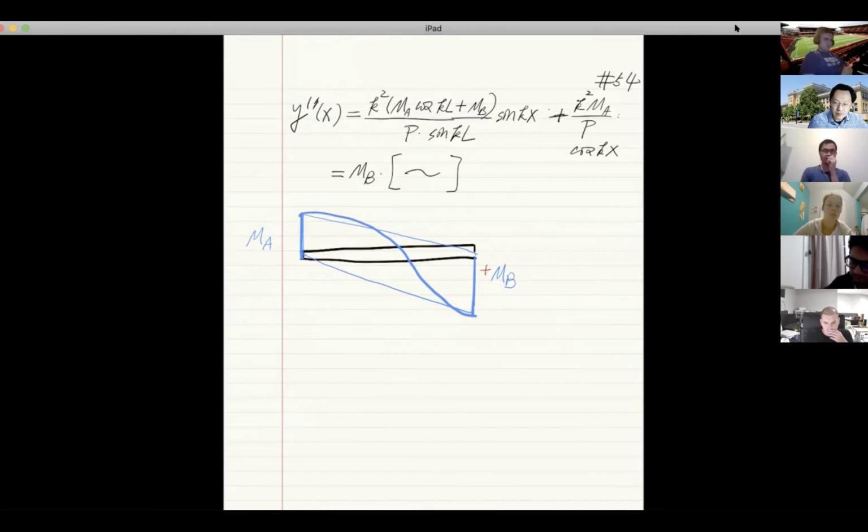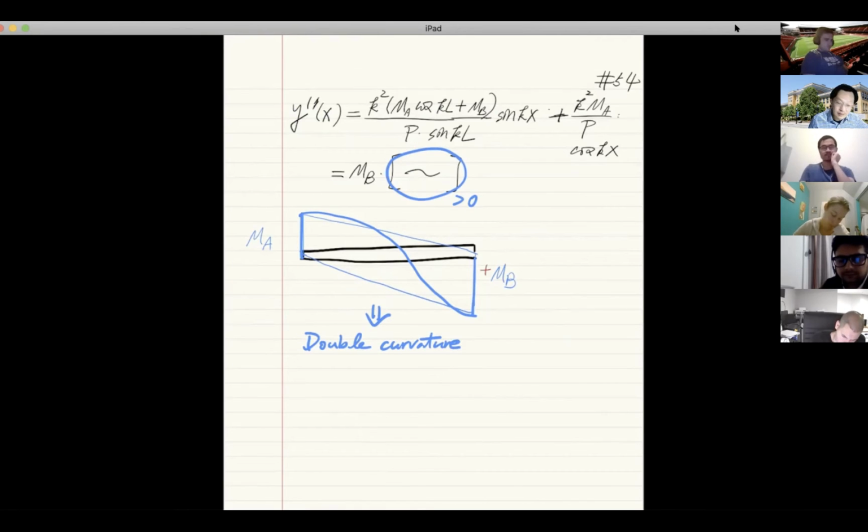It's going to look like something like this. If the moment distribution is like this, what about the actual deflection? The actual deflection will also be like this. So that indicates that if this coefficient here is greater than 0, that means MB is going to be positive. And that means this whole thing will be a double curvature. It will be a beam column in double curvature deformation, correct? Because MB is positive, if that sign is positive.